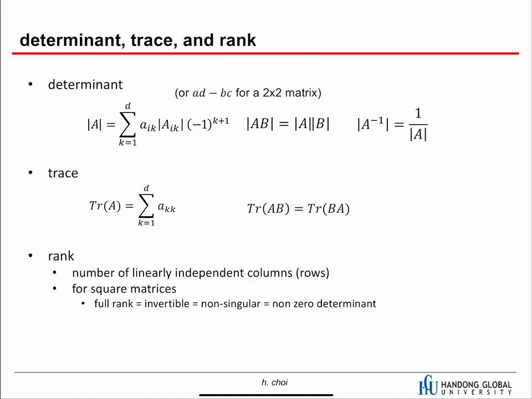Still we are talking about matrices here. When we have a matrix, there are a couple more operators. The first one in this slide is the determinant. Do you remember how to calculate the determinant of a 2 by 2 matrix? Given a 2 by 2 matrix with entries A, B, C, D, how can we calculate the determinant? It was AD minus BC.